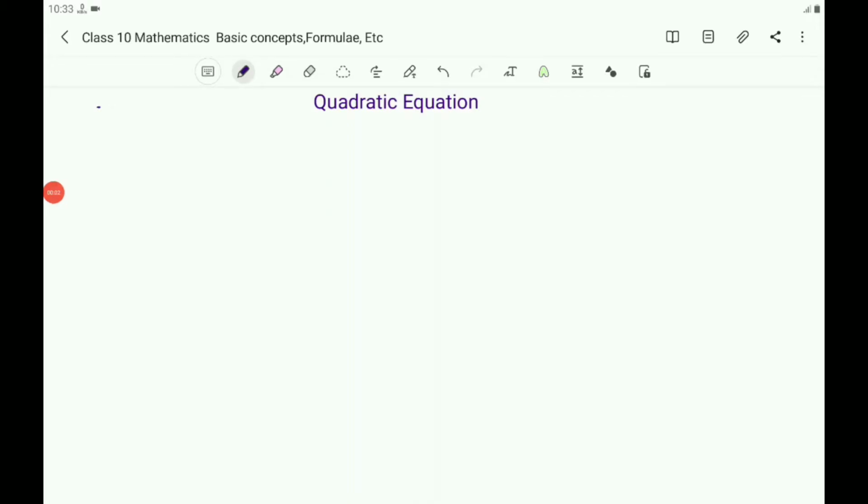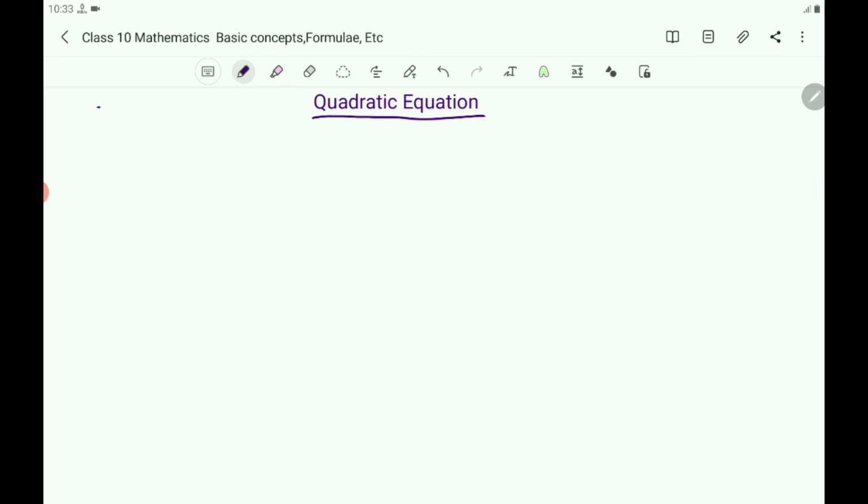Children, this is the next part of the basic concepts and formulas in the mathematics chapters to score 100% marks in the MCQ paper. Now let us discuss the basic concepts of the chapter Quadratic Equation.